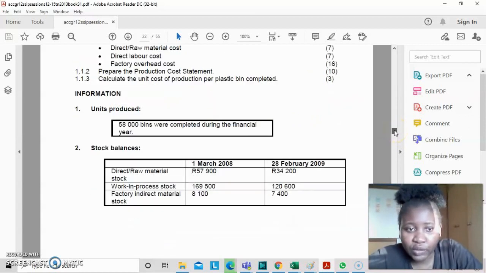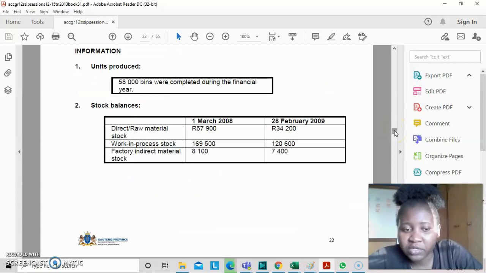Okay, so we have been provided with information here. It says units produced, 58,000 bins were completed during the financial year. So these were completed. This is most likely to go towards your finished goods. Okay, that's out of the way.